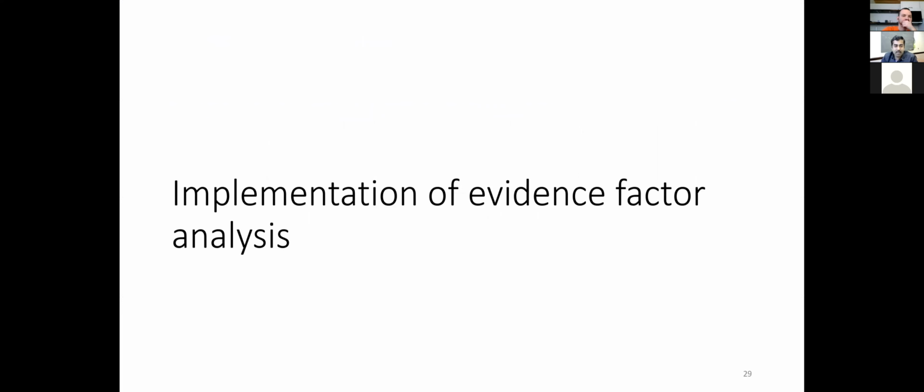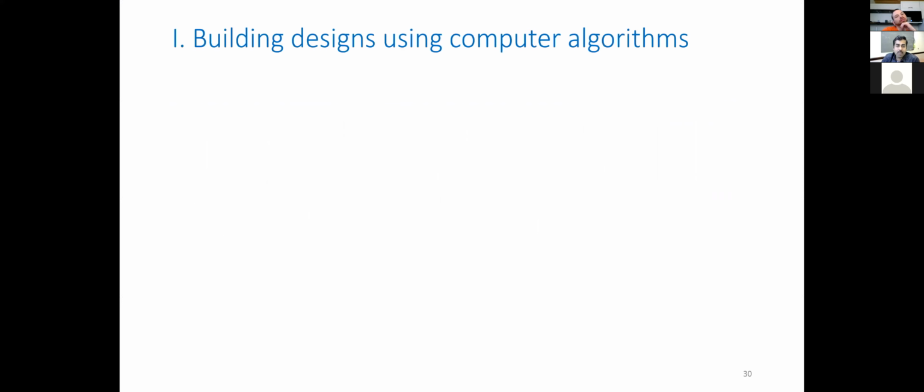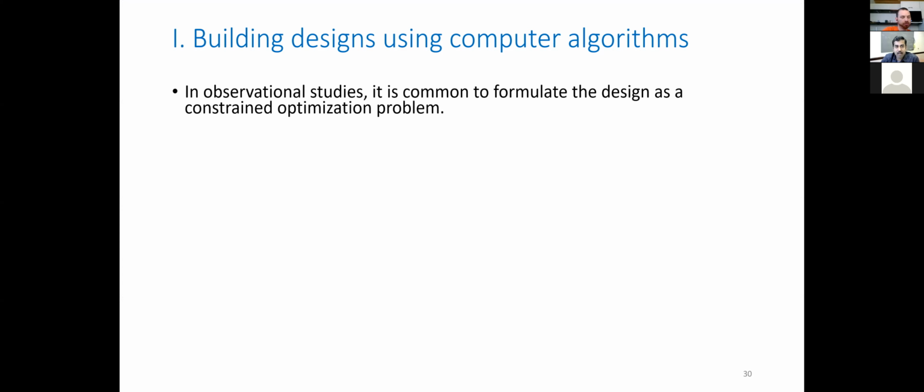So let me discuss a little bit about the implementation. There are three things that go into implementation of an evidence factor analysis. You need to be careful about the design and the analysis separately. The design is slightly different from what we are used to. It's no longer your typical pair matched designs.